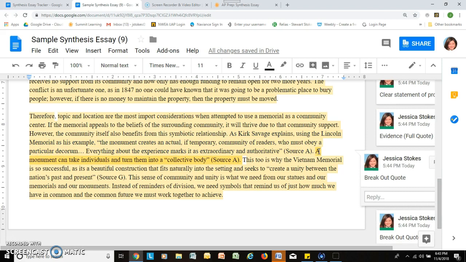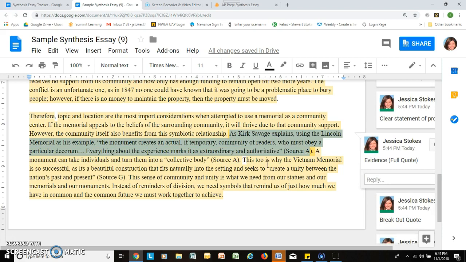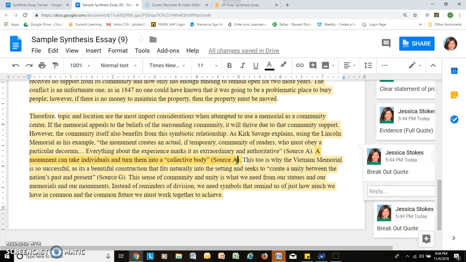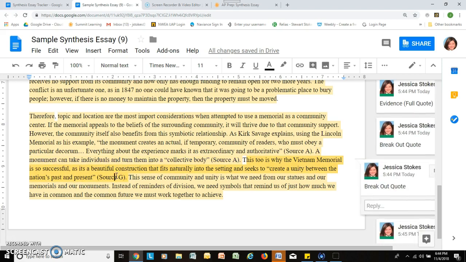A monument can take individuals and turn them into a collective body. This is an example of a breakout quote from the same source, and they're using it to further clarify what Kirk Savage means in this quote. This, too, transitioning to their next piece of evidence, is why the Vietnam Memorial is so successful, as it's a beautiful construction that fits naturally into the setting and seeks to create a unity between the nation's past and present. So here they show how source A and source G have a common purpose, which is to point out how statues and memorials and monuments should focus on unity of a community.